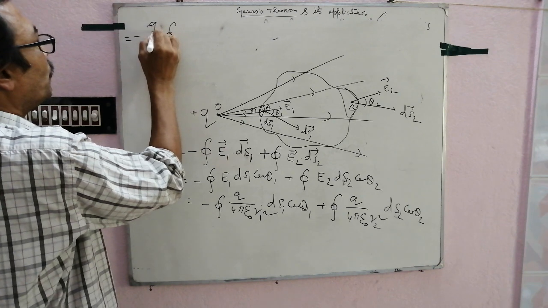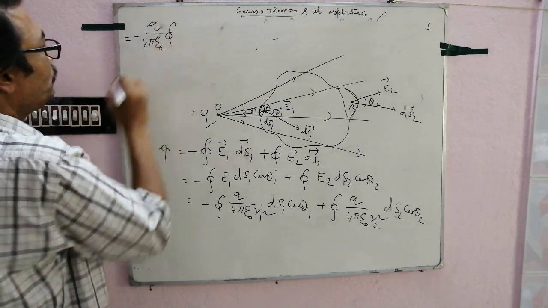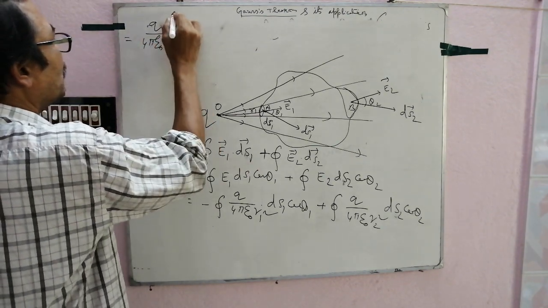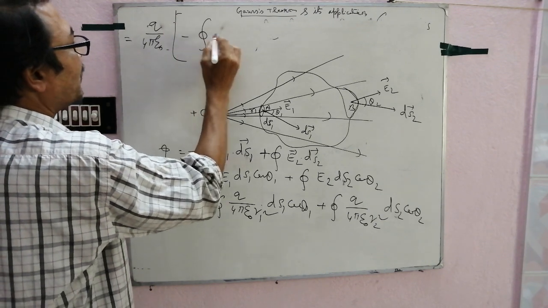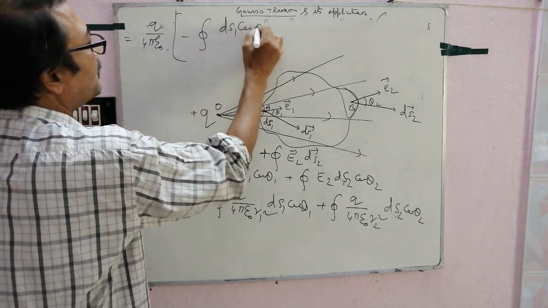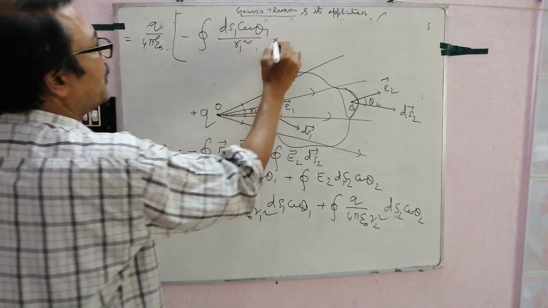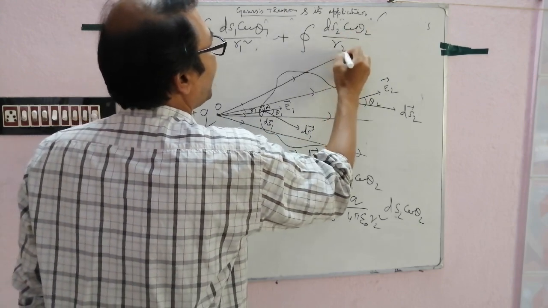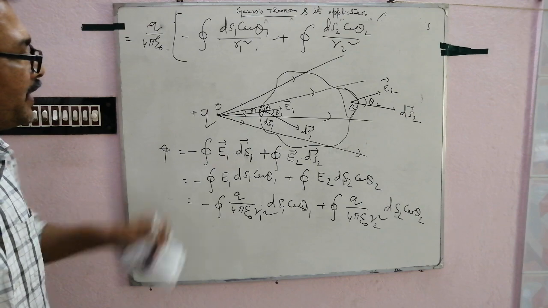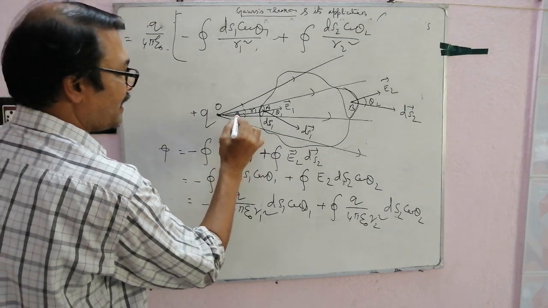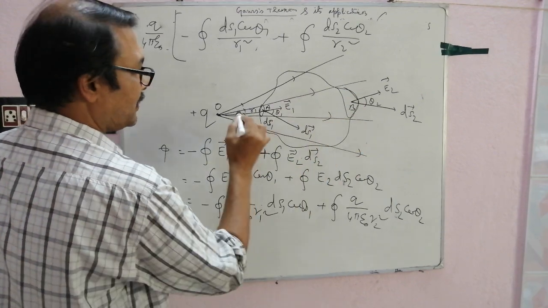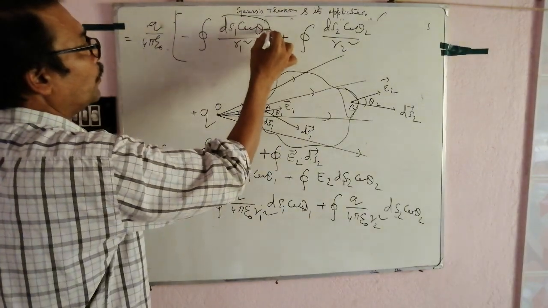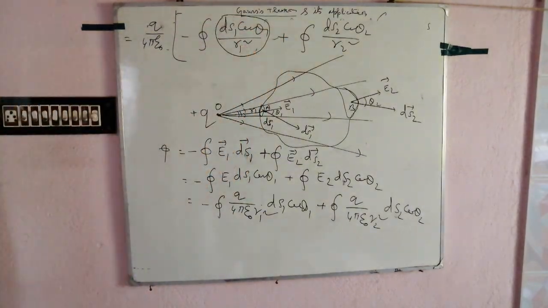Q by 4 pi epsilon naught, minus integration of ds1 cos theta 1 by r1 square plus ds2 cos theta 2 by r2 square. This is the solid angle subtended by the ds1 area here, and this is the solid angle subtended by the ds2 area. Follow, this is the solid angle.